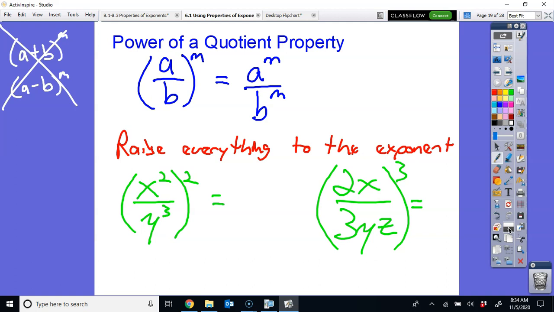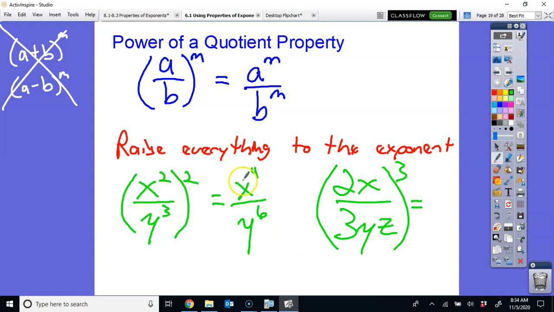So we're going to raise everything to the exponent if it's multiplication or if it's division on the inside. So notice on this first one, I have x squared on the top and y cubed on the bottom. That's division. And I'm squaring the whole thing. But notice also that I'm throwing in another property at you here. This already has an exponent. So an exponent raised to an exponent, you multiply. So that would be x to the fourth power. Then I have y to the third raised to the second. 3 times 2 would be y to the sixth.